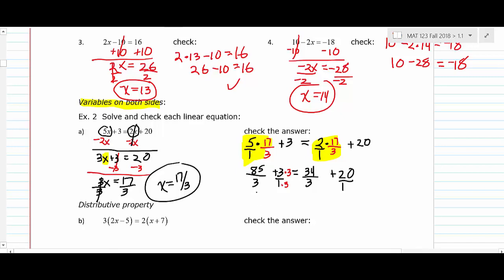So this is now going to be 85 over 3, and that's going to be plus 9 over 3. 9 over 3 is 3, right? 9 divided by 3 is 3. Okay. Then we go to this right side. We have 34 over 3 here. Common denominator between 3 and 1 is 3, so multiply that by 3 over 3 like that. So that's going to give you 60 over 3, and then you're ready to add those together.